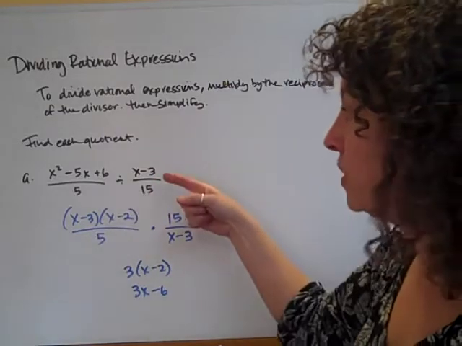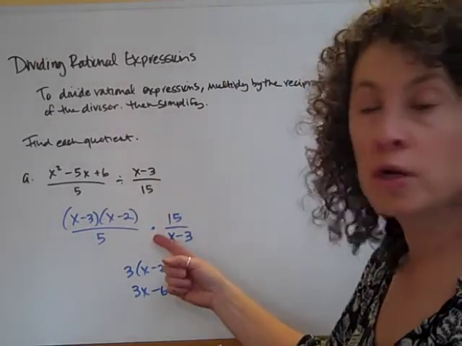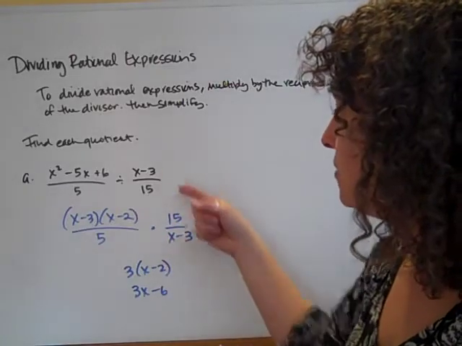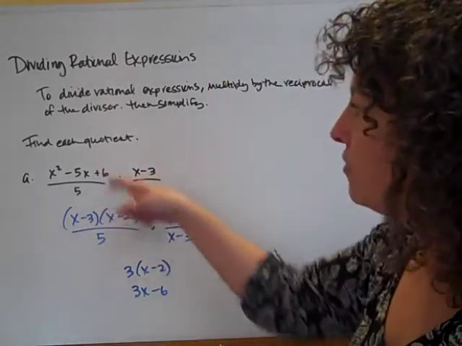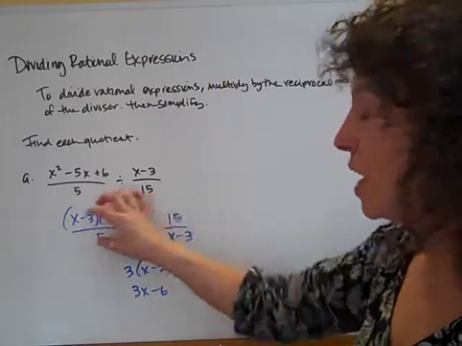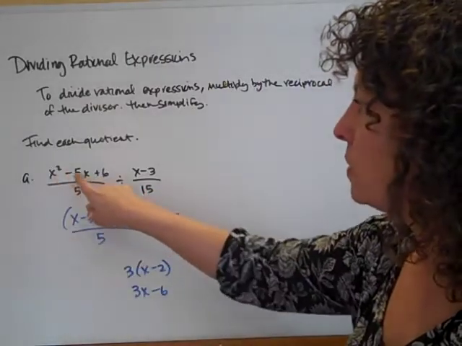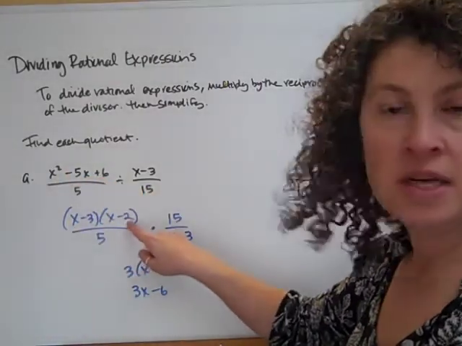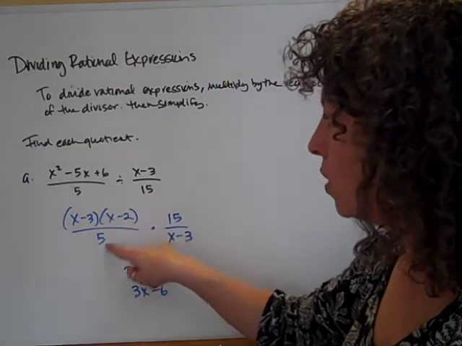So I'm going to flip my divisor around and change that to multiplication. So I'm going to multiply by 15 over (x minus 3). I'm going to factor my original here, so I want to have these all factored. So x squared minus 5x plus 6 factors into (x minus 3) times (x minus 2) over 5.